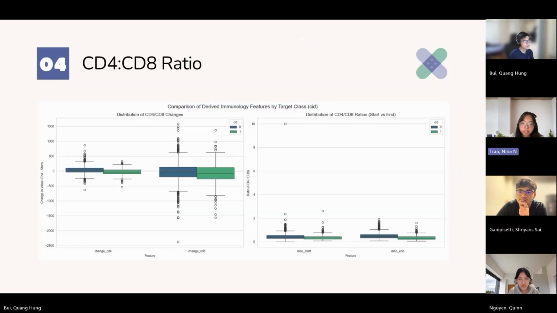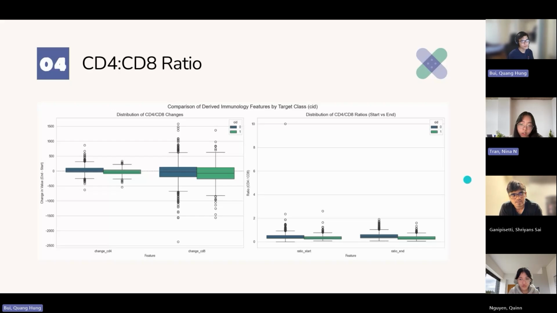To evaluate the effectiveness of the treatments, we compare the CD4 and CD8 changes and ratios across our target outcome. On the left, we can see the counts from the start to the end of the study, and there were relatively small changes for both classes. The patients with CID1 tend to show slightly more negative CD4 changes, indicating a weaker immune system. We also observed a slightly bigger decrease in the mean CD8 counts in the class CID1.